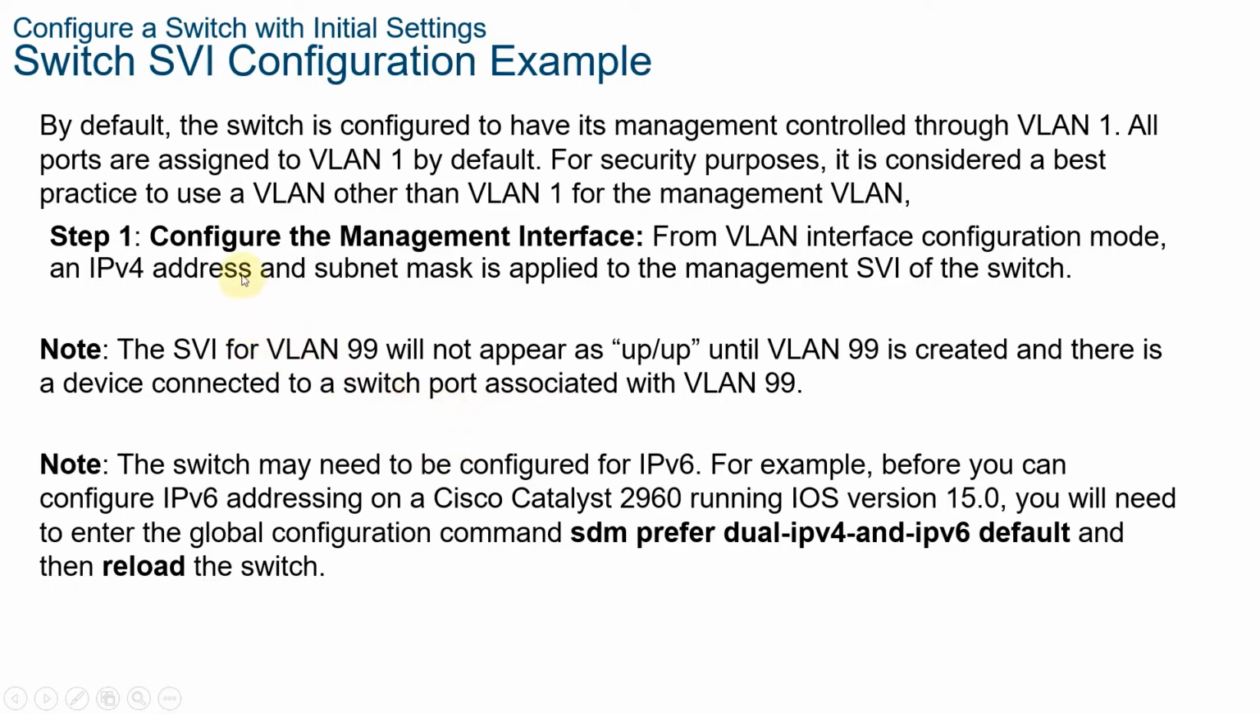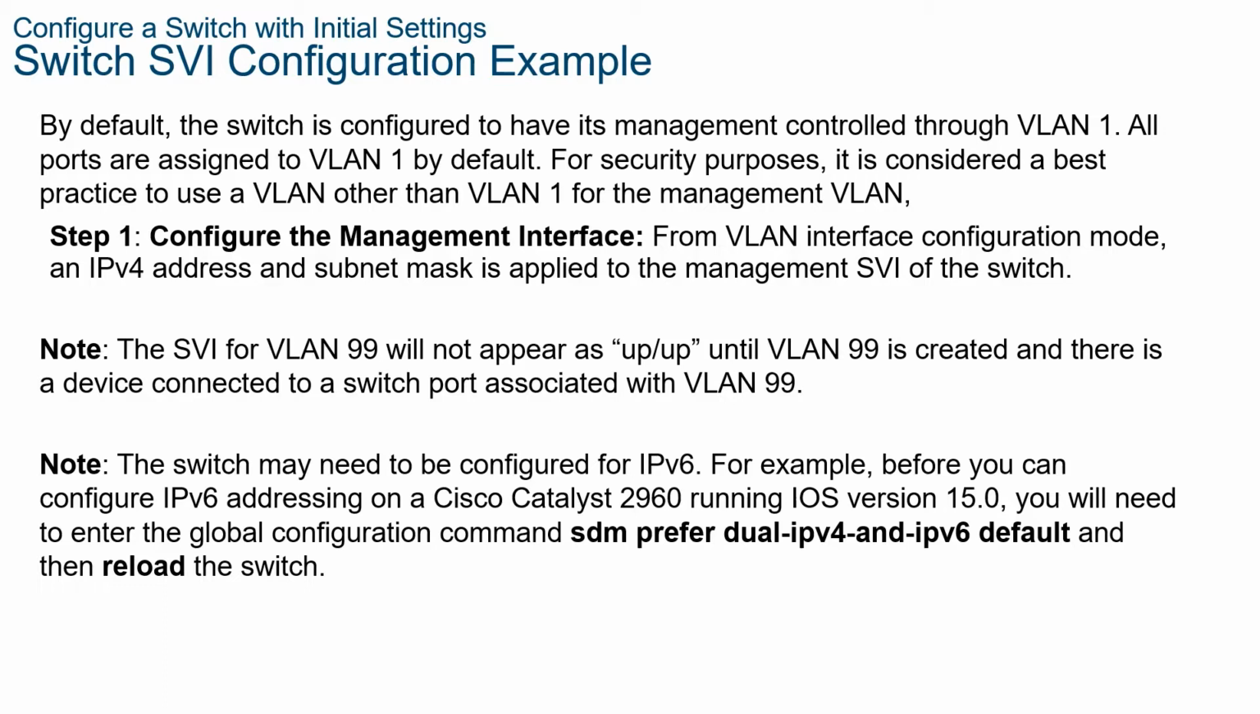First, you need to configure the management interface. From VLAN interface configuration mode, an IP address and subnet mask is applied to the management SVI of the switch. Take note that the SVI for VLAN 99 will appear as down until VLAN 99 is created and there is a device connected to a switch port associated with VLAN 99. Also take note that the switch may need to be configured for IPv6. For example, you can configure IPv6 addressing on a Cisco Catalyst 2960 running iOS version 15.0.